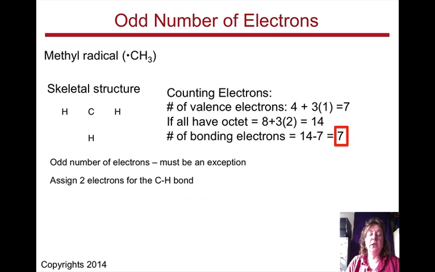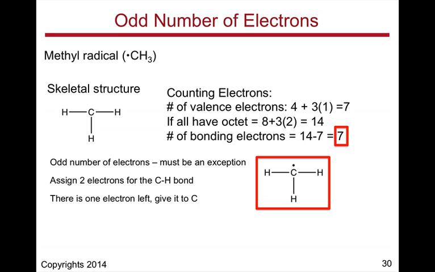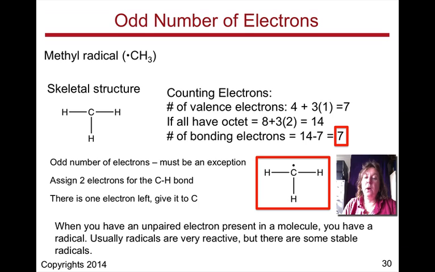So we're going to assign 2 electrons for each of the carbon-hydrogen bonds. That has accounted for 6 of the 7 valence electrons. Hydrogen has its 2 electrons, so now we have 1 electron left. Let's give it to carbon. And what does that mean? Well, if you have an unpaired electron present in a molecule, you have a radical. Usually radicals are very reactive, but there are some stable radicals.